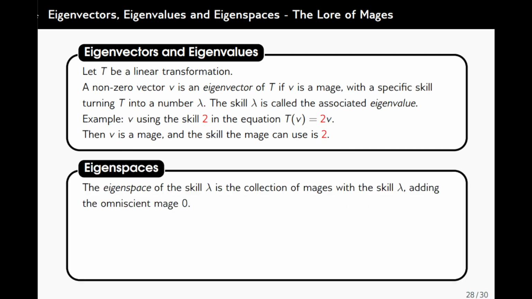Eigenspaces are a more difficult concept. An eigenspace is in fact all the mages with a skill lambda collected together. For example, if you collect all the mages with skill 2 together, it becomes an eigenspace. By the way, you need to add the 0 mage. We didn't say 0 is an eigenvector because 0 is too strong. 0 can turn anything into anything, so it's too good. But in eigenspaces, we need to add a 0. Okay.